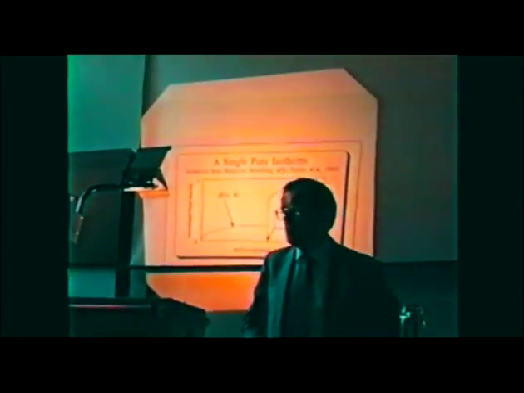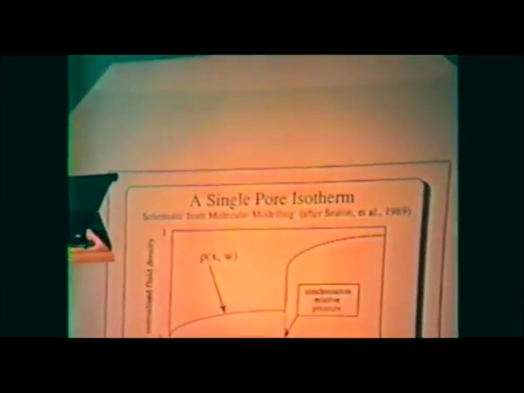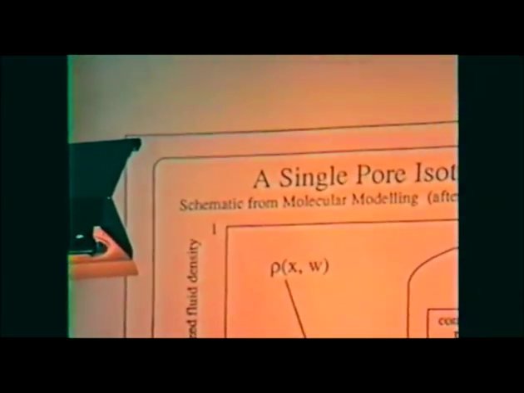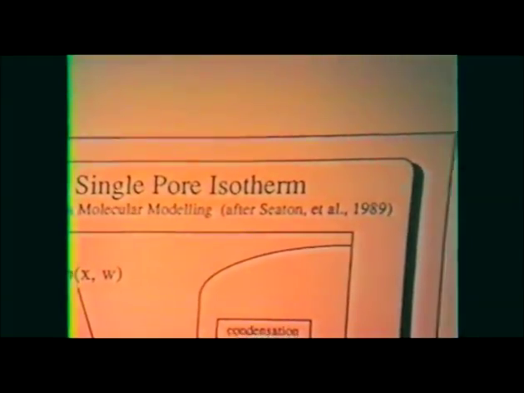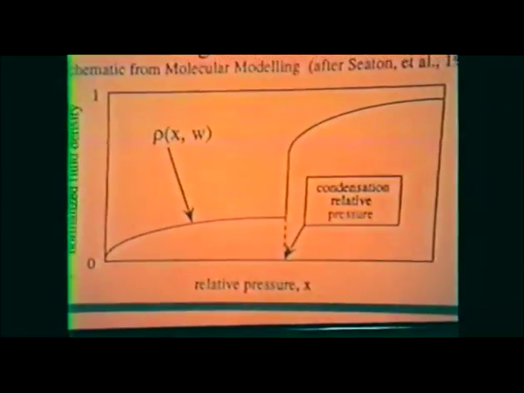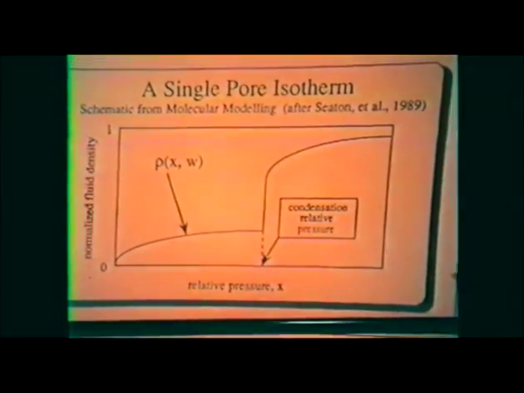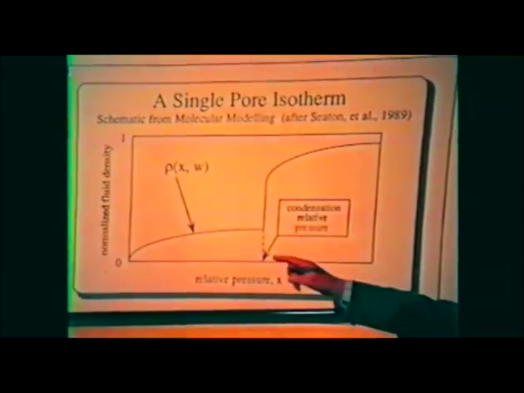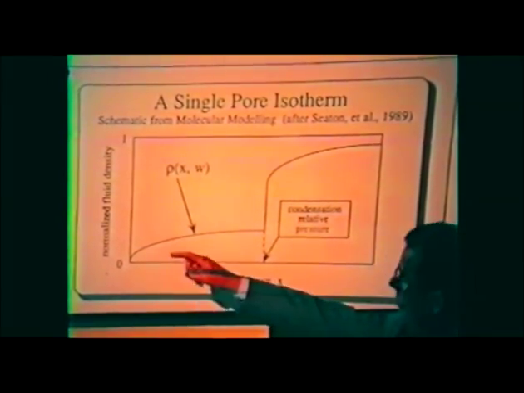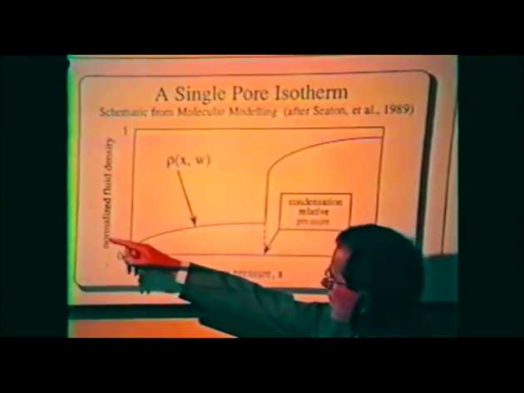This is a sketch of a type of isotherm that is obtained for a molecular model of adsorption of nitrogen at 77K in slit-shaped pores formed from graphite basal planes, for a given pore width, for a given spacing between the graphite basal planes. And the general features of this are quite interesting.